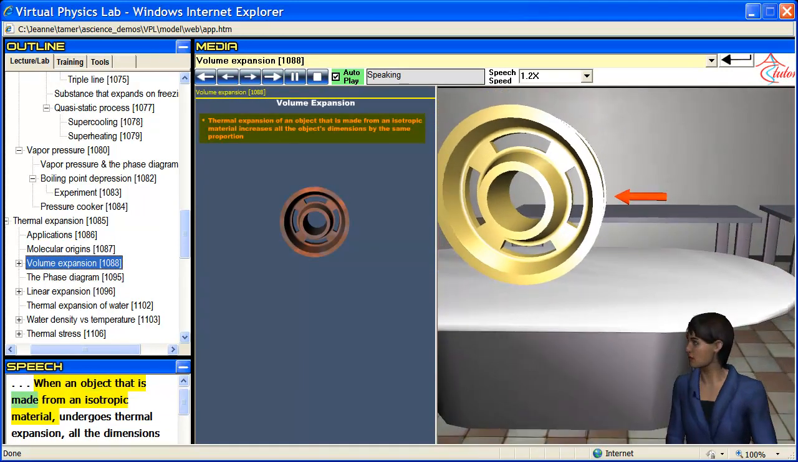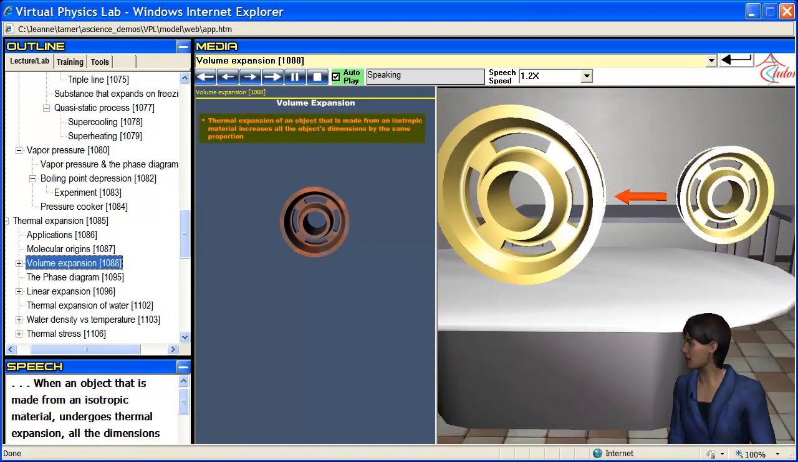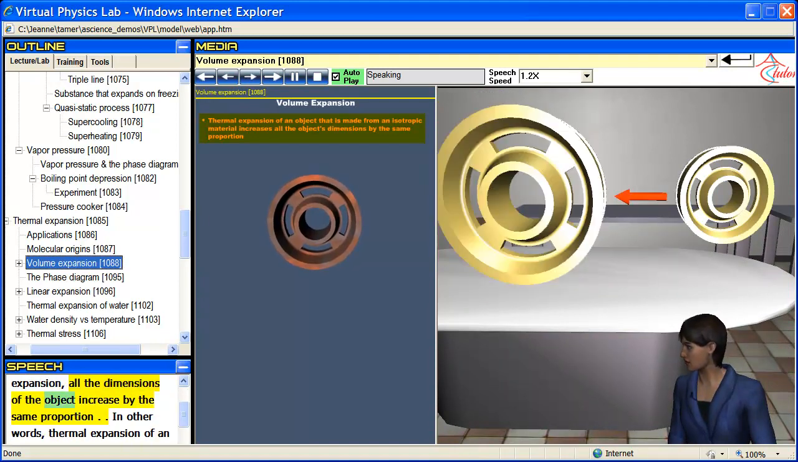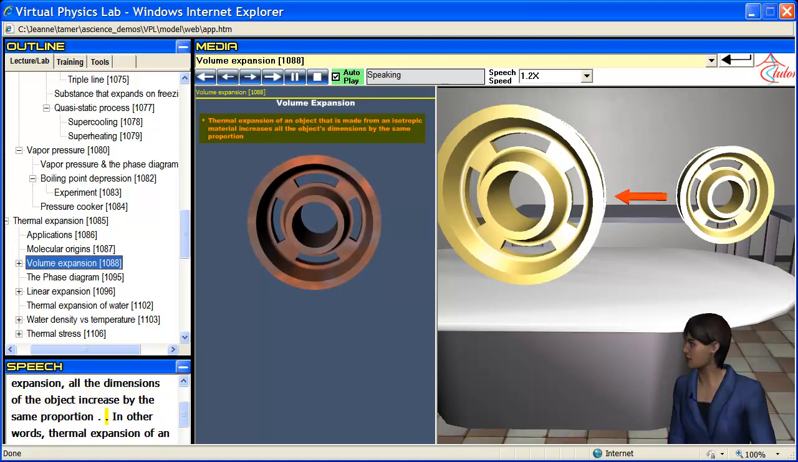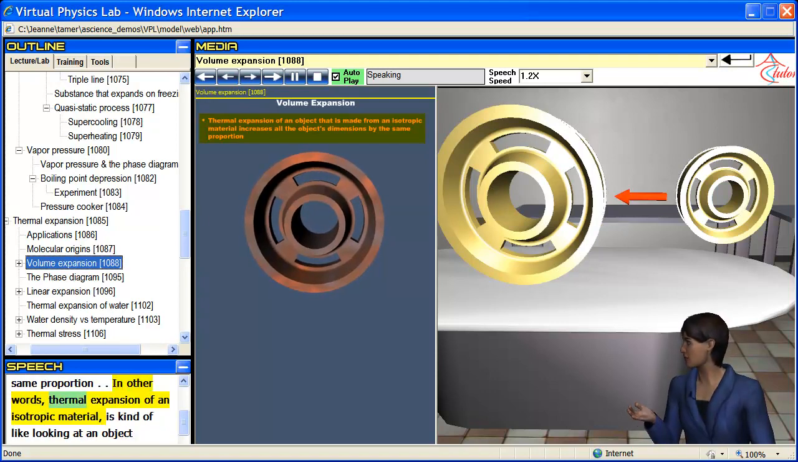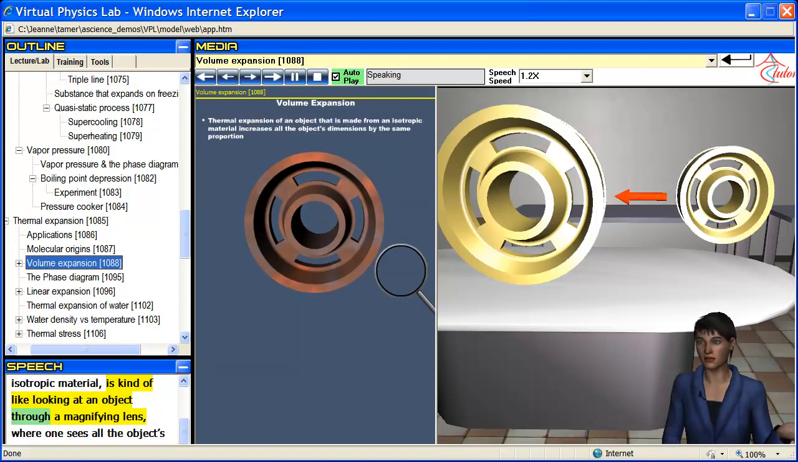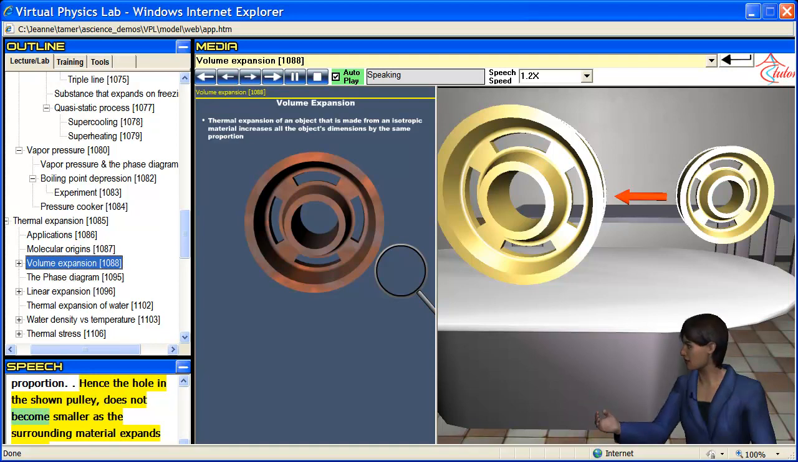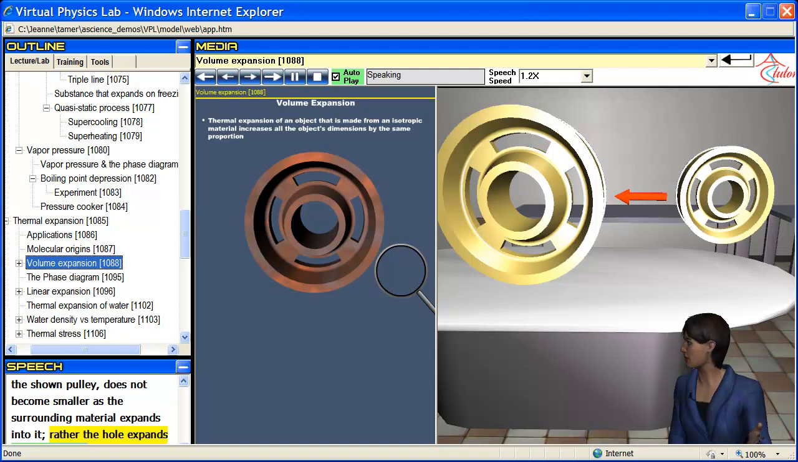When an object that is made from an isotropic material undergoes thermal expansion, all the dimensions of the object increase by the same proportion. In other words, thermal expansion of an isotropic material is kind of like looking at an object through a magnifying lens, where one sees all the object's dimensions bigger by the same proportion. Hence, the hole in the shown pulley does not become smaller as the surrounding material expands into it. Rather, the hole expands proportionately as the pulley is heated.